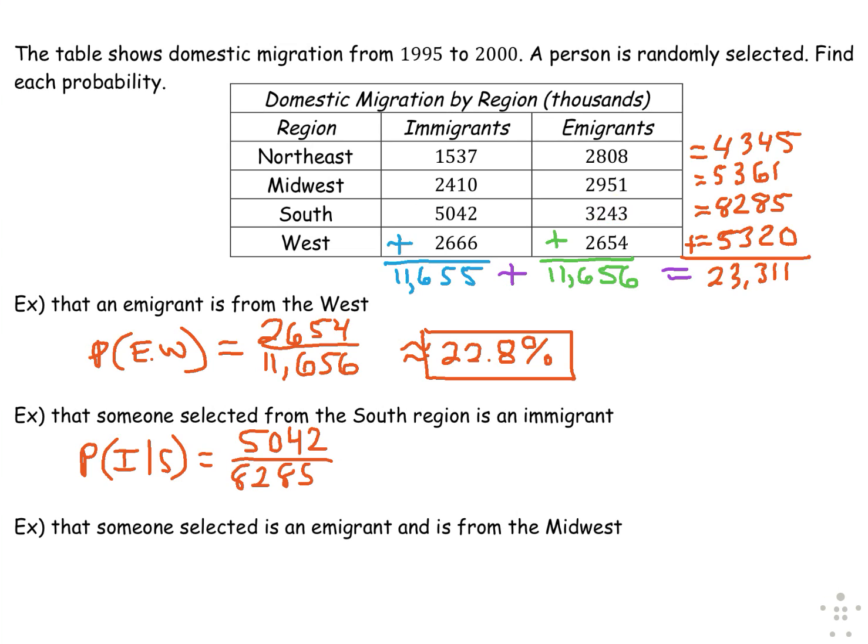8,285. As an approximate percentage, we have 60.9%. So wording is really important here, especially on the next problem.